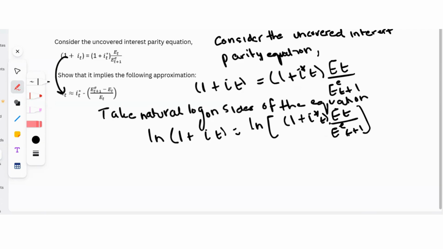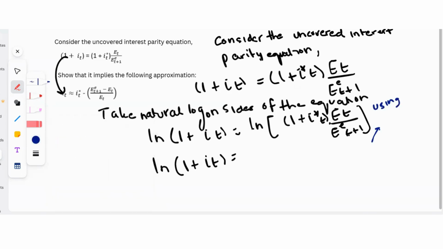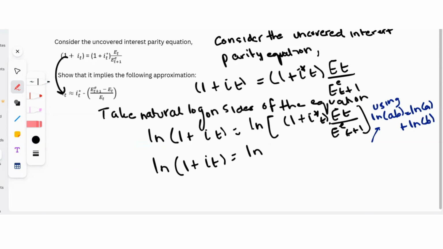Now we're going to use a natural log property on the right-hand side, which says that if we're finding the natural log of a product, we can write it as the sum of the natural logs. This is a property of logs: ln(AB) is just ln A plus ln B. So based on that, I can write this as ln(1 plus i*_t) plus ln(E_t / E_t+1).